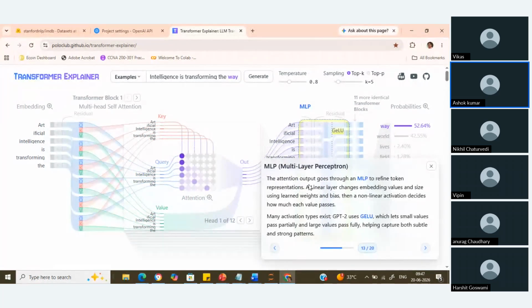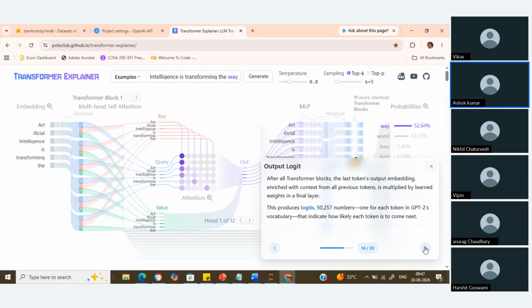Multi-layer perceptron: the attention output goes through an MLP to refine token representation. A linear layer changes the embedding values and size. It is a little bit mathematical. It passes each value through GELU. Okay, we'll discuss this. It is not straightforward that you can just take it. Logit and all, we'll discuss these particular things.